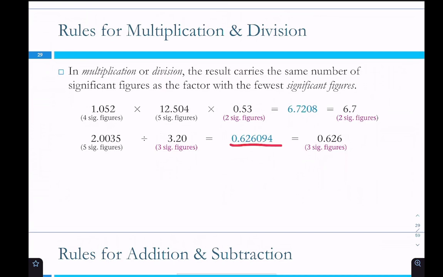All right, on this one, we start with a zero, technically. So we skip that, right? Not a non-zero number. Start at 6, and then we say we get 3 sig figs, so we get 1, 2, and then 3. That's where we round for our final answer.